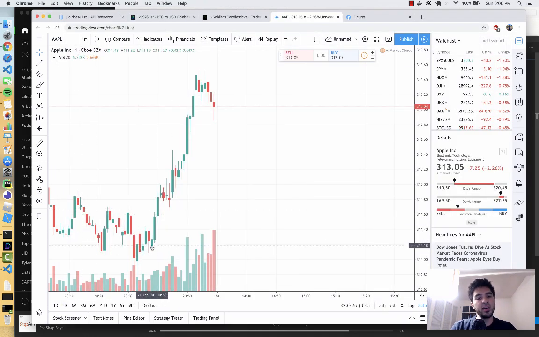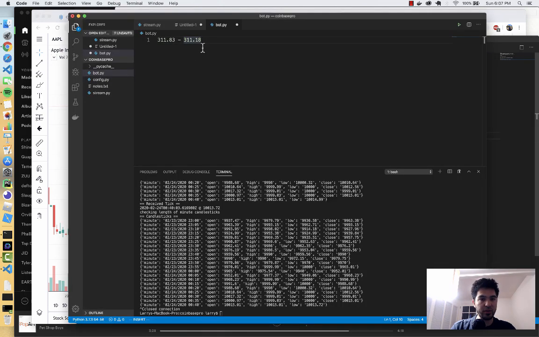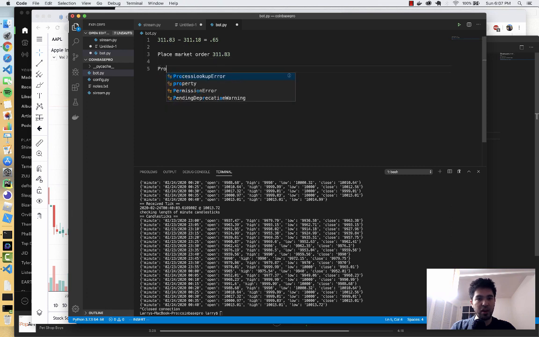And so let's say we wanted to detect this. We could aggregate our real-time data and we could build three candlesticks. And if there are three bullish candlesticks, we could get this last price and enter in a bracket order right here. And so since this difference here looks like it's 65 cents, let's say we'd place a market order at 311.83, and then we could set a profit taking price of 311.83 plus this 65 cents times two.